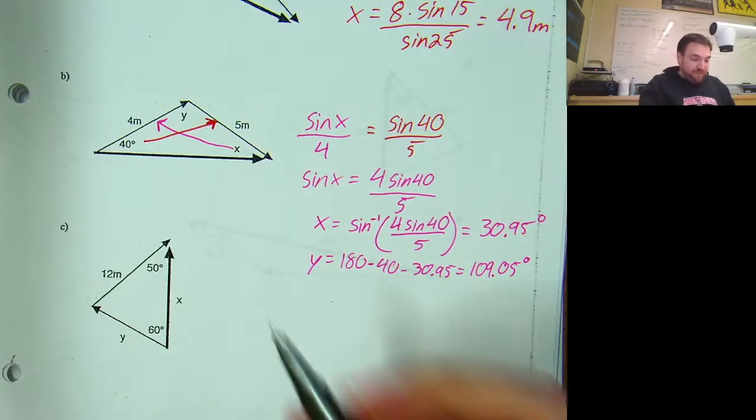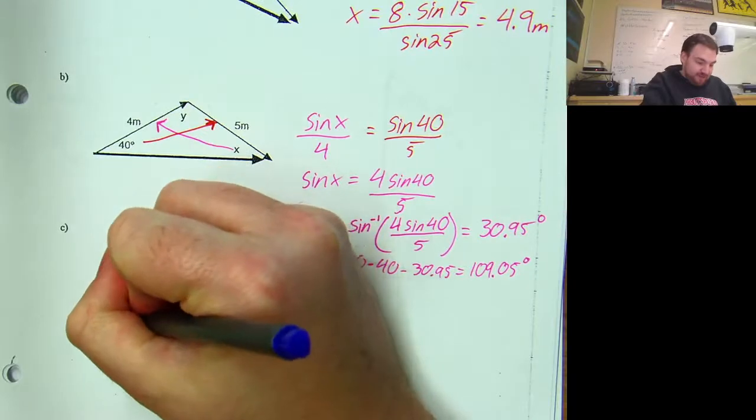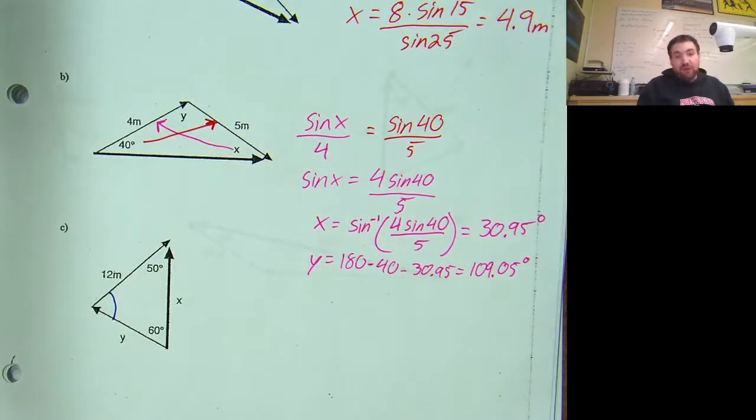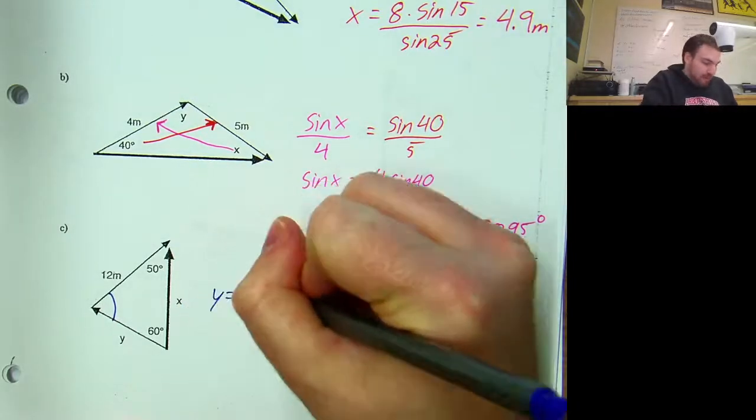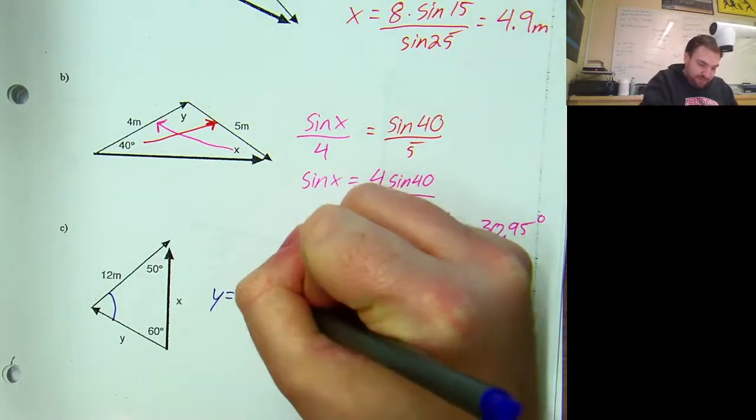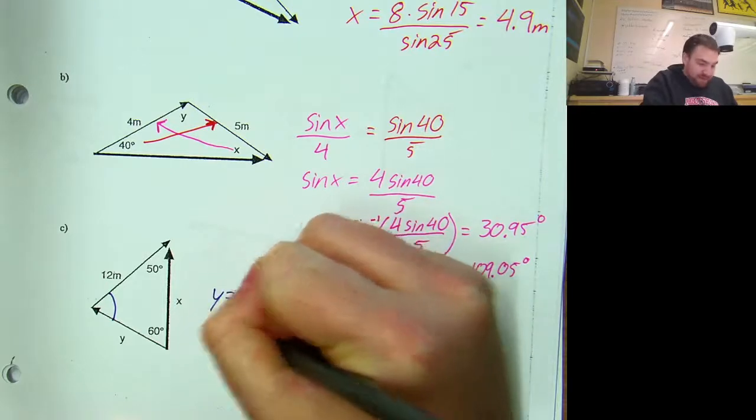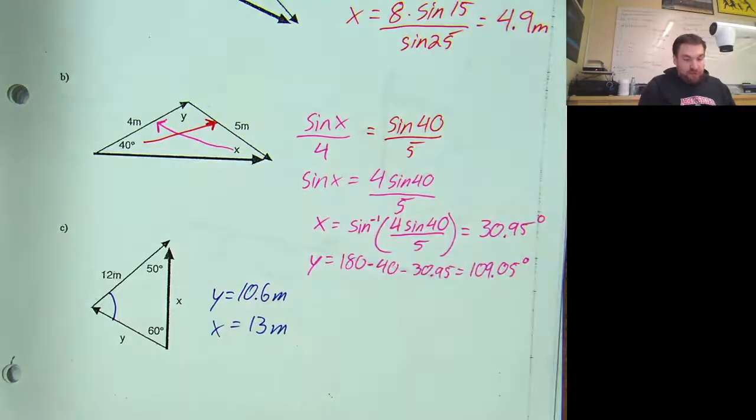The one piece of information that you're likely going to need is this guy here. But again, we all know what the angles in a triangle add up to, so you can do that one there. Pause the video right now, and then I'll write down the answers. So I got that y equals 10.6 meters and x equals 13 meters.